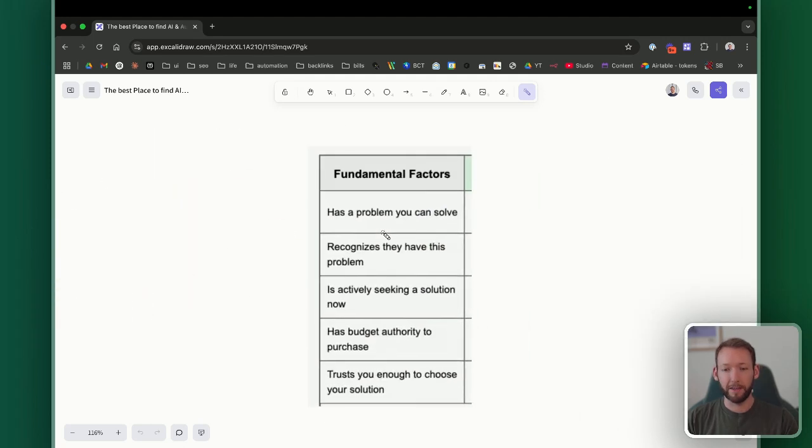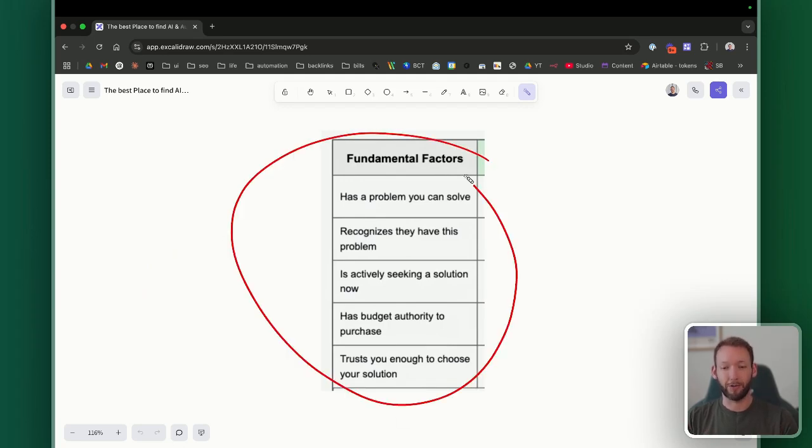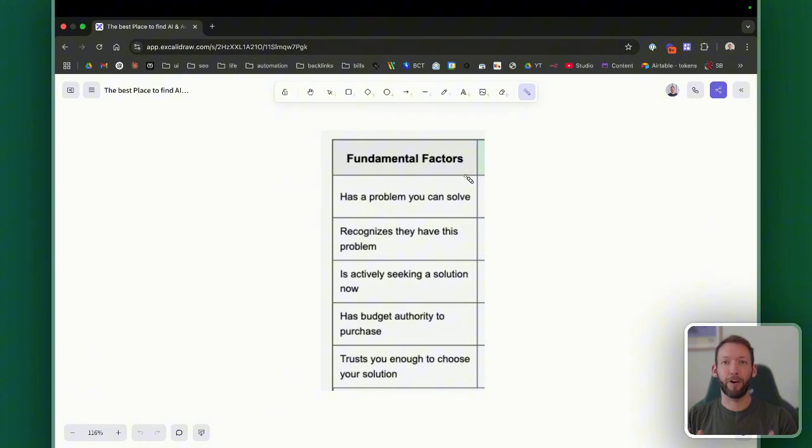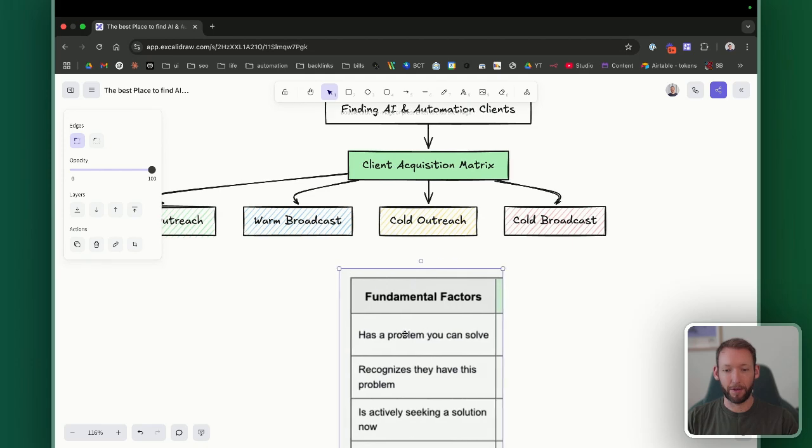But fundamentally, if we are trying to acquire a client, these are the questions on screen that we're trying to answer. And they're things that need to be true for us to actually acquire a client or even appeal to a client. So does the client have a problem we can solve? Do they recognize they have the problem? Is now the right time? I.e., are they seeking a solution now? Do they even have budget authority? So they might have a problem, but can they permit any money to be spent on this solution? And then one of the most important factors is, do they trust us enough to give them the solution and pay us for that?